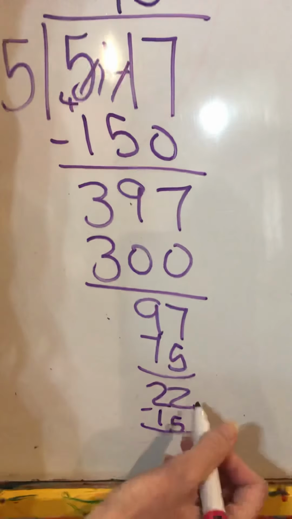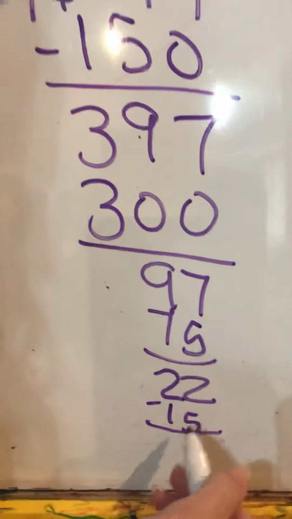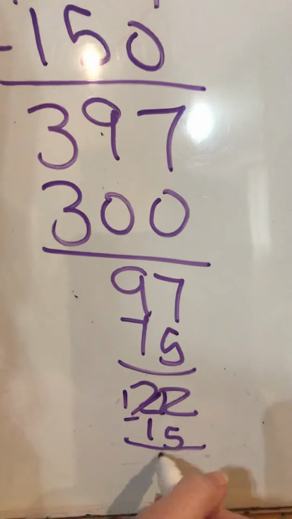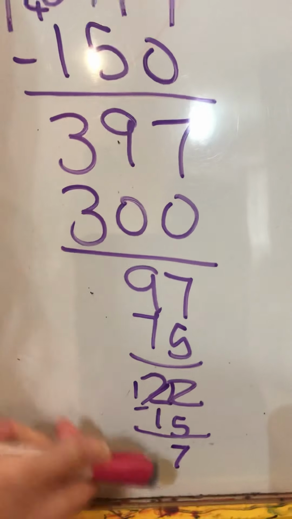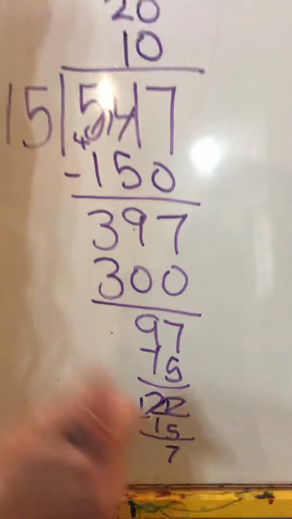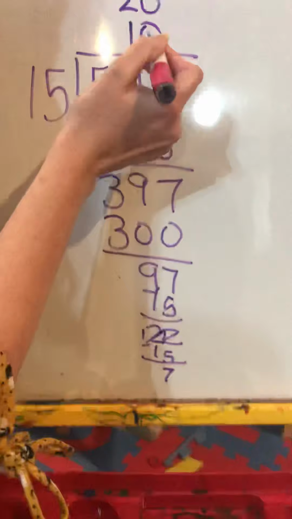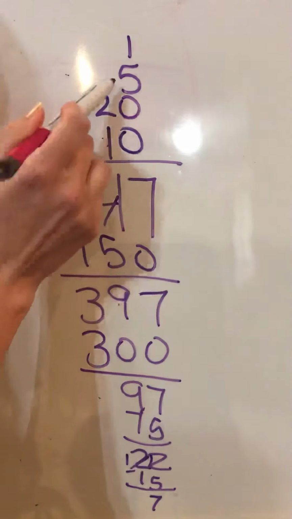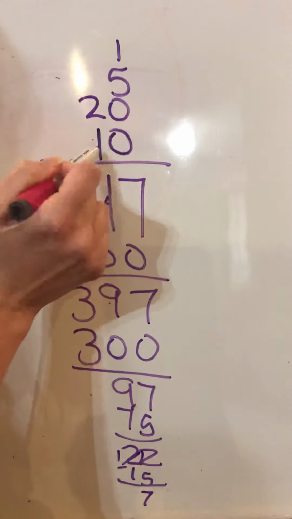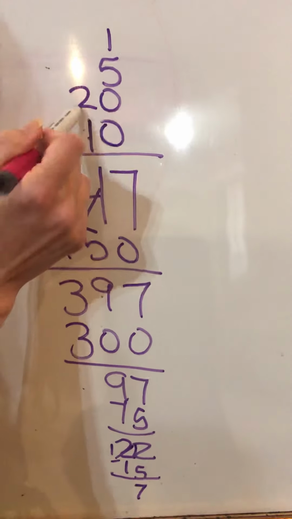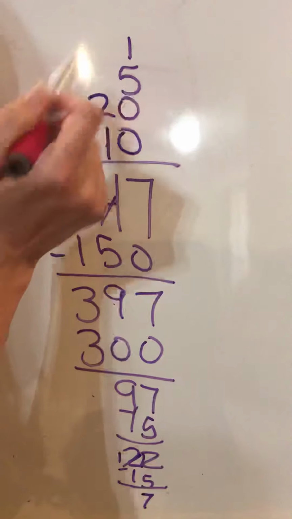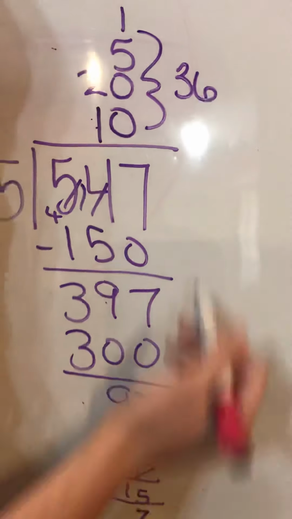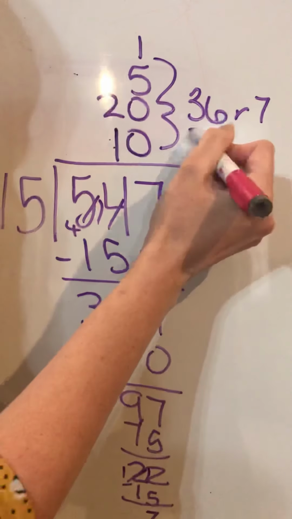Then I would subtract, and let's see, I've got 7 left over. So I don't have enough to make another group with only 7 left over. So that gives me, for my answer, I add these together: 10 plus 20 would be 30, then plus 5 would be 35, plus 1 would be 36. So my answer is 36 with a remainder of 7.